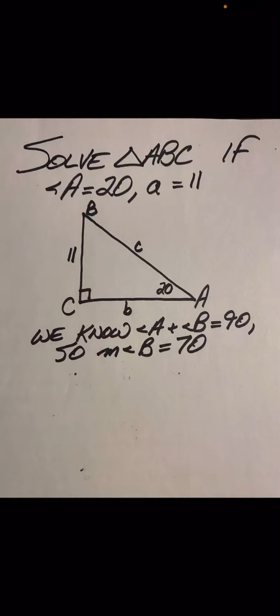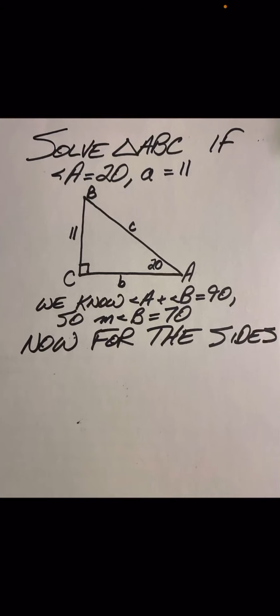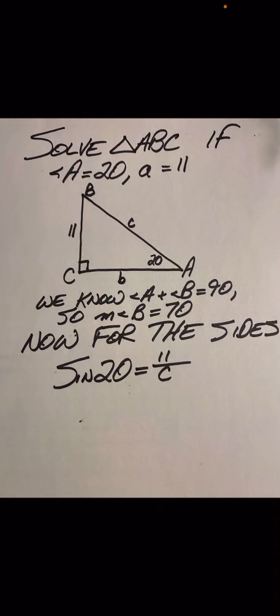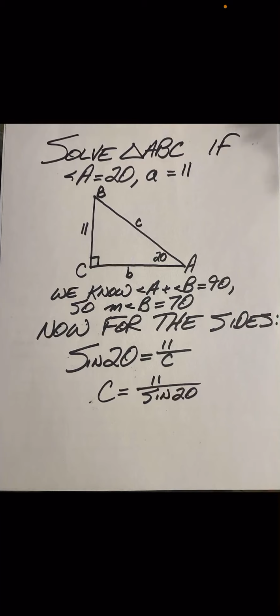But it said solve the triangle. That means find all the sides and all the angles. Next thing, SOHCAHTOA. So I'm going to find the sides by using sine of 20 equals 11 over C, because that was what Oscar had. Then I'm going to switch the C and the sine 20. So the C went over to the left and the sine 20 went down to the bottom, because I've got to solve for the side C. Okay, so it's 11 divided by the sine of 20.